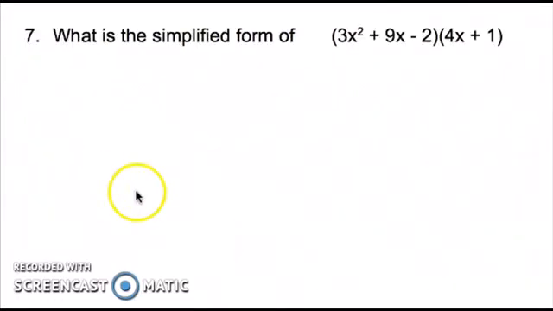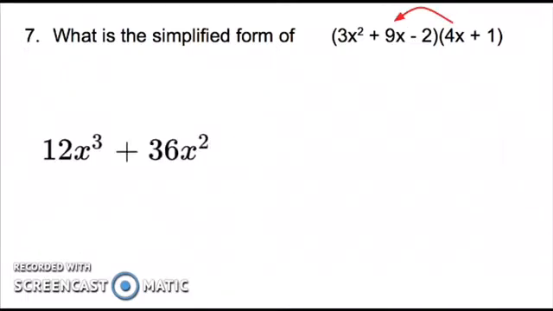Let's look at number 7. It says, what is the simplified form of this? So we need to distribute. We'll start by distributing 4x into the 3x squared, 9x, and negative 2. So 4x times 3x squared is 12x to the 3rd. 4x times 9x would be 36x squared. 4x times negative 2 would be negative 8x.